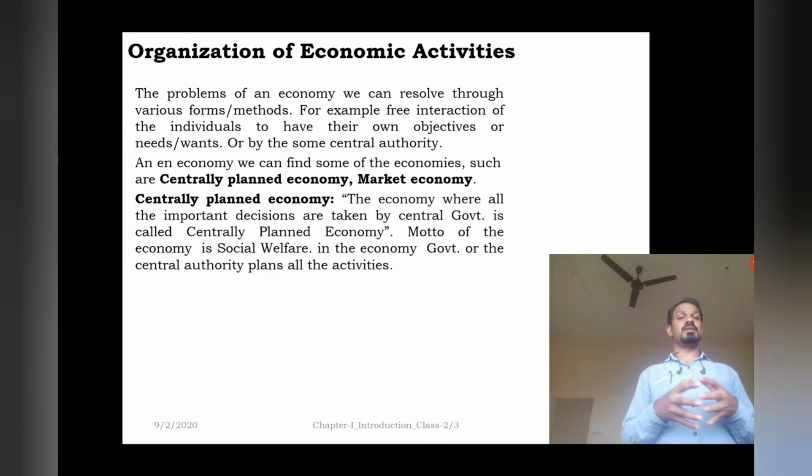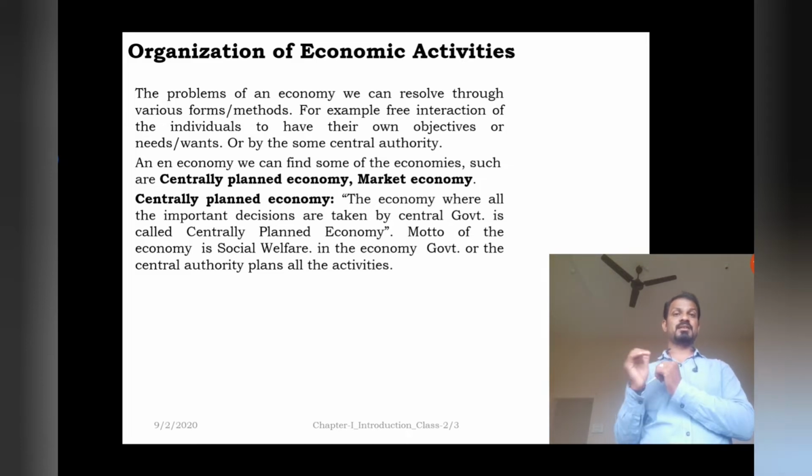In the world you see mainly 3 types. There are many, but broadly we can categorize them into 3 forms: centrally planned economy, market economy, and one more we have, that is mixed economy. Let us go one by one. Let us see the first kind of economy, that is centrally planned economy. Let us see what kind of economy it is.